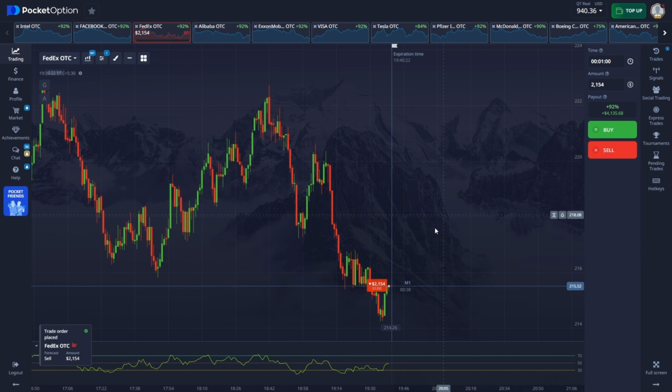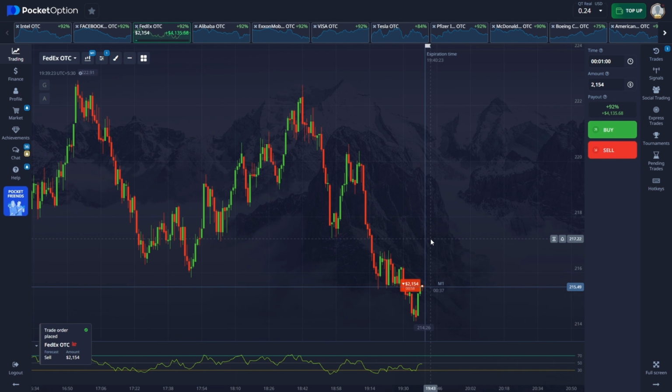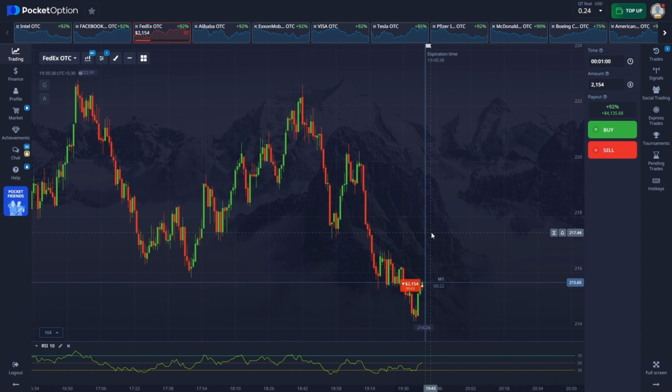On FedEx OTC, we have a trade for the downside move, and I placed the trade for the downside move on FedEx OTC worth $2,154. As you can see, there was a resistance level, but we will trade using RSI. The previous green candle formed at the RSI level 50, so that's why I took this trade for the downside move.